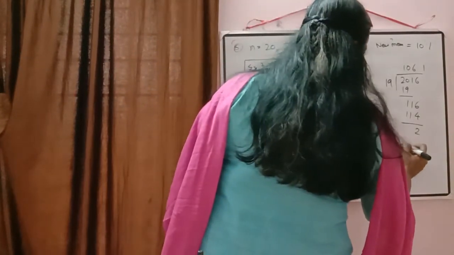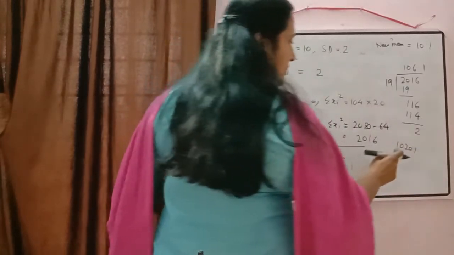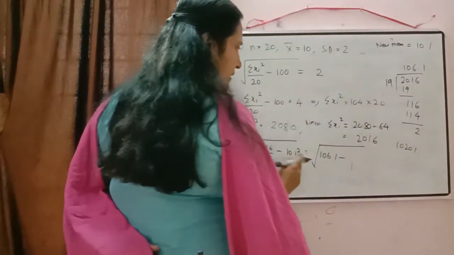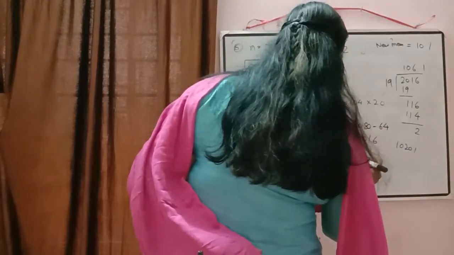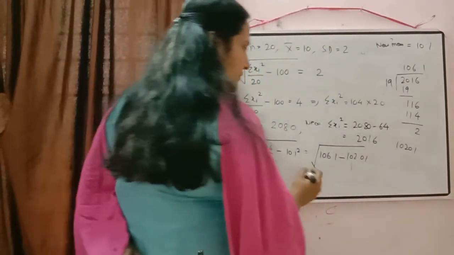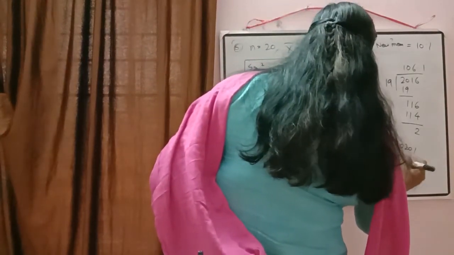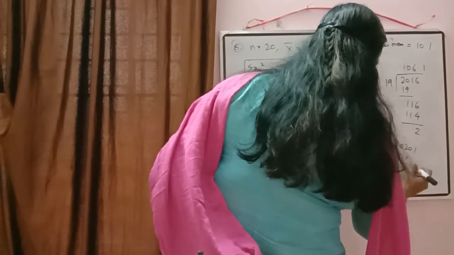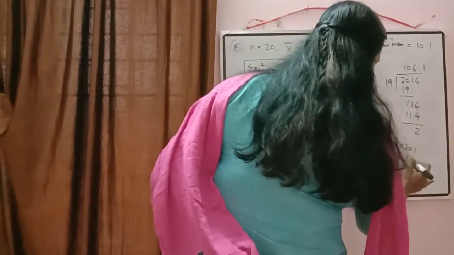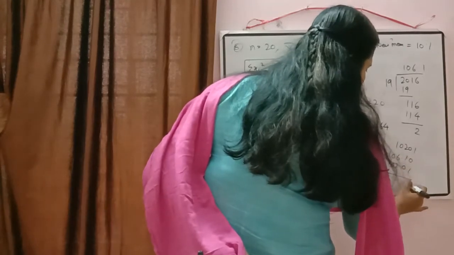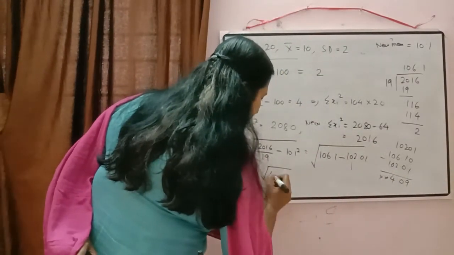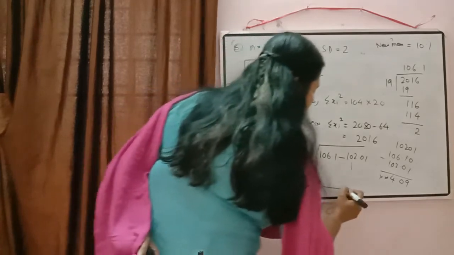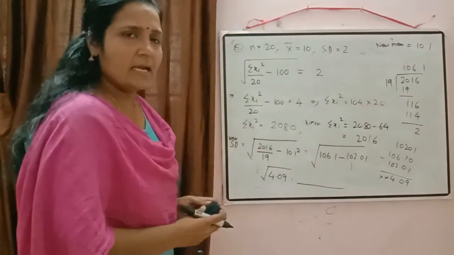10.1 the whole square, I think 101 square will be equal to 10,201. So we will get 102.01. So what we have here is 106.1 minus 102.01. So we can put a 0 there. Then 10 minus 1, 9. So here 0 will come. 6 minus 2, 4. Both will get cancelled there. So square root of 4.09. I think you can calculate the square root and write down the correct value.